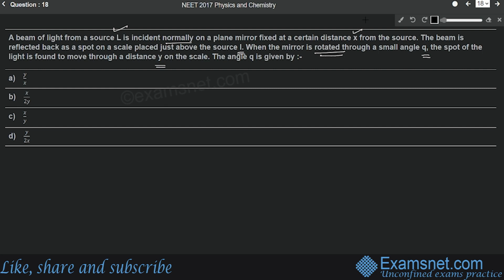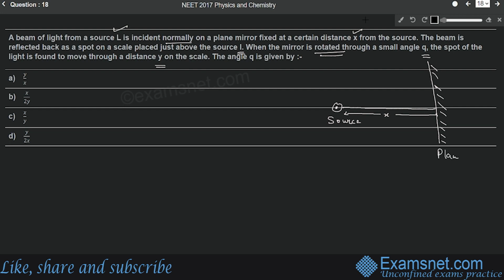Okay, so let's understand the question. Here we have a source of light. Okay, and according to this question, at a certain distance x from this source, let's say this is the distance x, a plane mirror is placed. So this is the plane mirror.